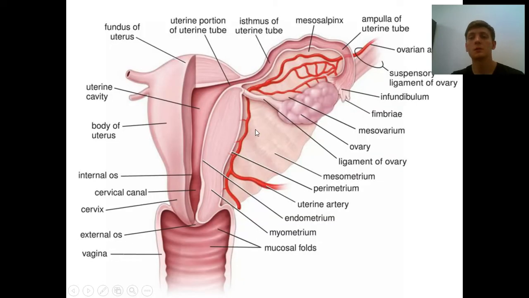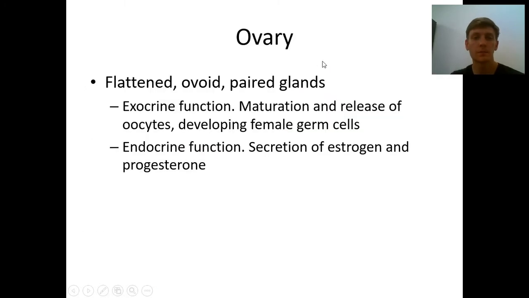So here is a diagram of the anatomy of the female reproductive system. Here is an ovary, here is a fallopian tube, this is the uterus, the cervix of the uterus, and the vagina. I hope there is nothing new for you here, but let's discuss it in detail.